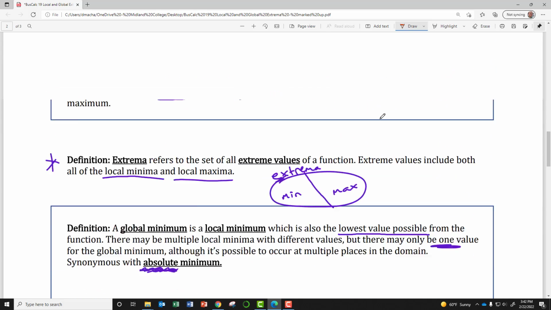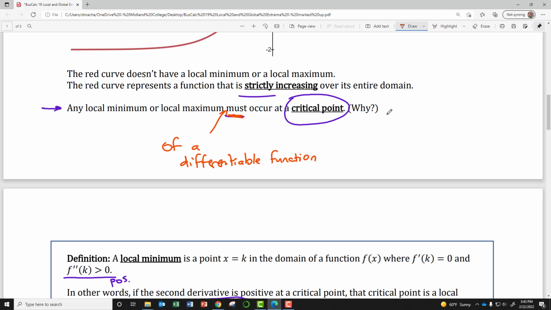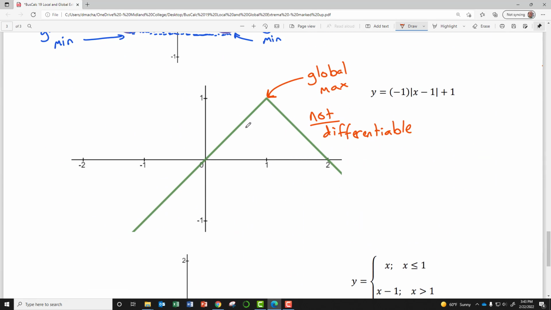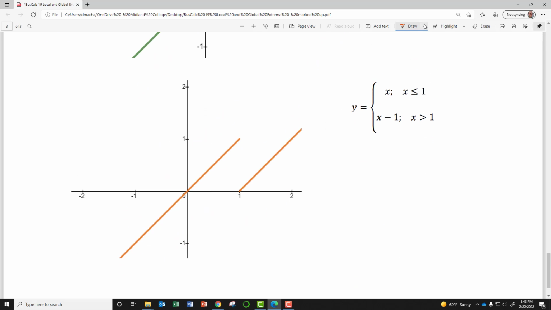So I guess what I should have said, maybe I was oversimplifying, where it says any local minimum or local maximum must occur at a critical point. This really should say any local minimum or local maximum of a differentiable function must occur at a critical point. Because if you have a point in your function that's not differentiable, that might be a local maximum or a local minimum. That's also not a critical point because it's not differentiable there. Okay, so I'm glad I had that example so I could clarify that point.